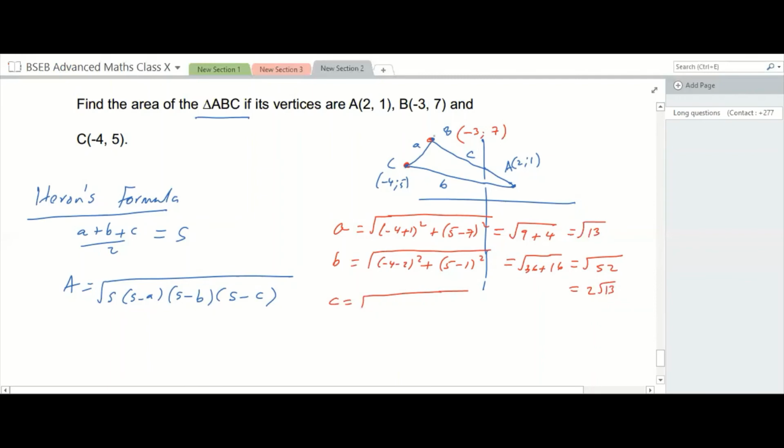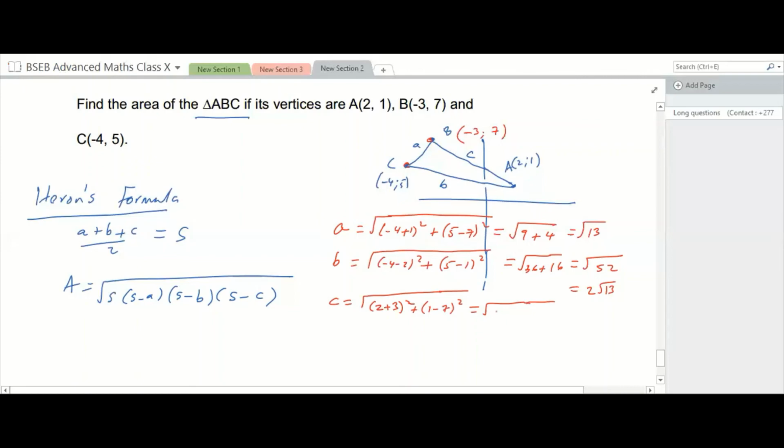To find C, we're looking at BC. So square root of (2 plus 3) all squared plus (7 minus 1) all squared, which is equal to square root of minus 3 minus 2, which is 2 plus 3 and 1 minus 7. We took that coordinate A first. So 2 minus minus 3 is 2 plus 3, and 1 minus 7.